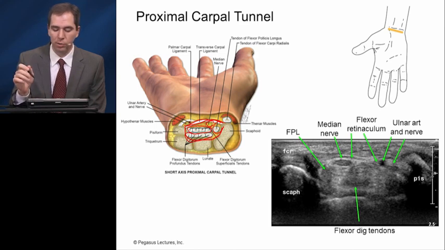So on the corresponding ultrasound image, we can see the flexor retinaculum right here, scaphoid bone, pisiform bone, median nerve, and then approximately here we have the flexor digitorum superficialis. Here's the FPL tendon and the flexor digitorum profundus tendon.